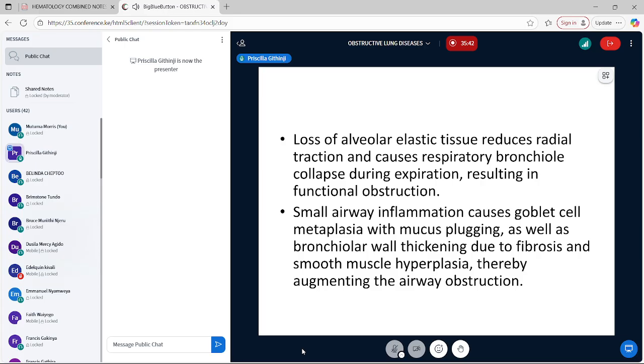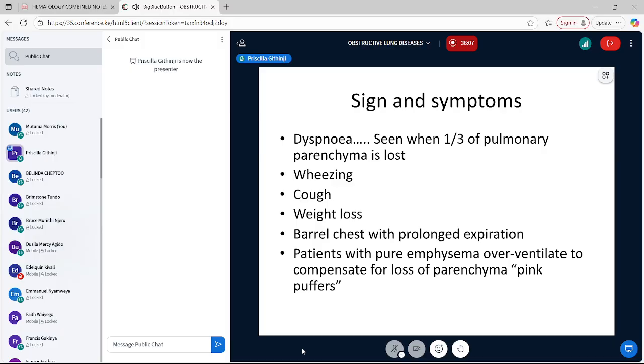As well, you'll have bronchiolar wall thickening due to fibrosis and smooth muscle hyperplasia, and this will therefore augment the airway obstruction. So you have cell death. Of course, you will heal with a bit of fibrosis, but remember in emphysema, the fibrosis is not as marked as you would expect with the extent of injury.